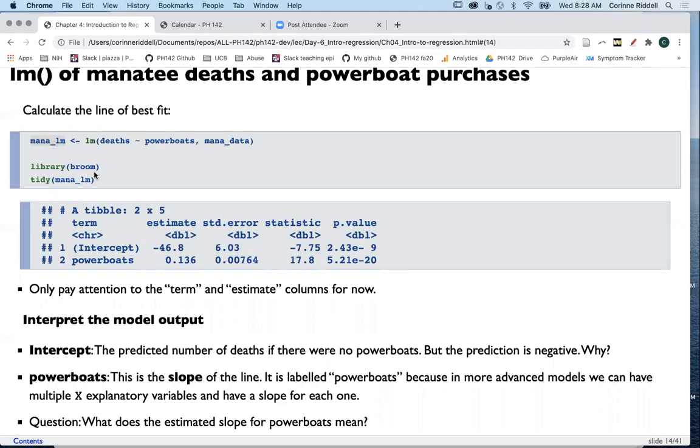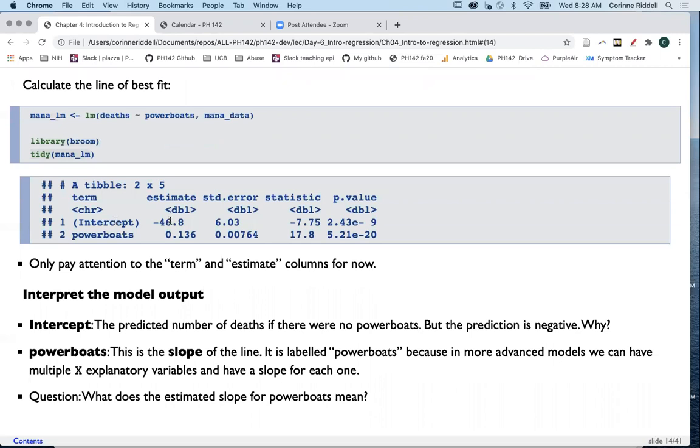So to look at it, we load the broom library, and then we write tidy of the lm. When we do that, we get this little rectangle of output. What I want you to pay attention to now is just this estimate column. Don't worry about standard error, statistic, or p-value. We'll talk about that towards the end of the course. So just the estimate for now. The estimate corresponds to the coefficient estimates for A and B. A was the intercept, and B is what's shown here across from powerboats.